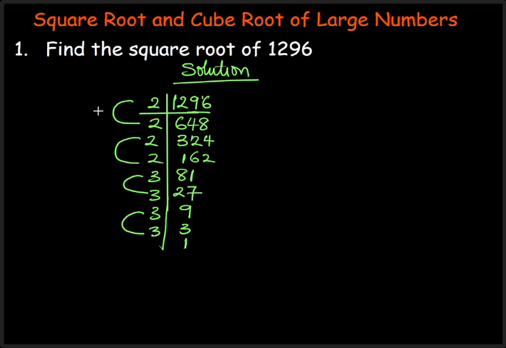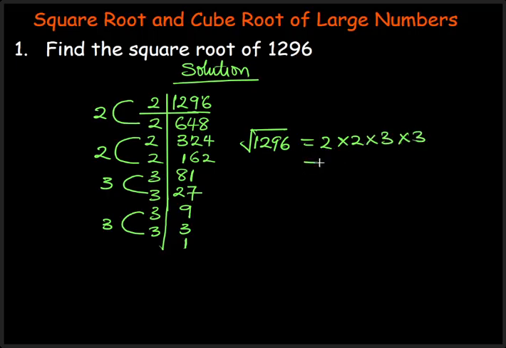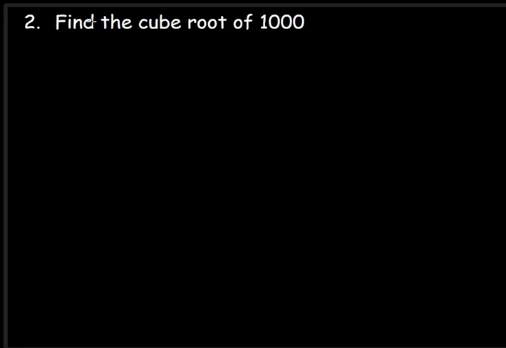So what do we have from this? From the pairs here, we'll pick just one. From the pairs here, we'll pick just one. From the pairs here, we'll pick one, and so the square root of 1296 will be equal to 2 times 2 times 3 times 3, that is 4 times 9, and that will give us 36.